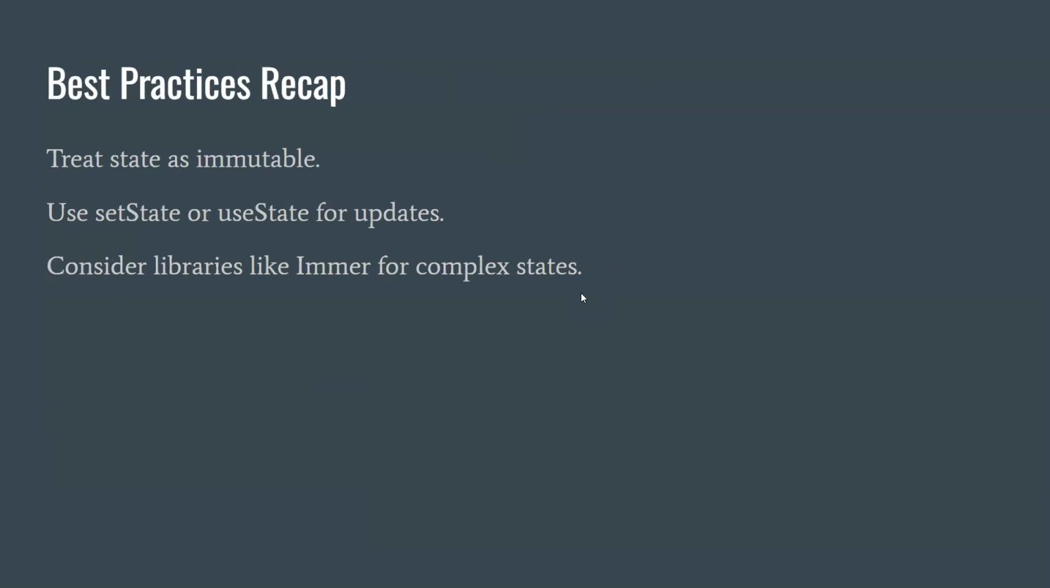Best practice recap. To recap, always treat state as immutable, use the setState function or useState hook for updates, and make sure you leverage spread syntax or use a library like Immer for more complex updates to ensure that you're creating new objects to avoid direct mutation.